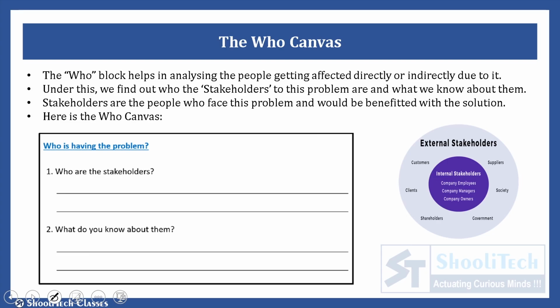The very first canvas is who canvas. The who block helps us in identifying the people getting affected directly or indirectly due to the problem. Under this, we find out who are the stakeholders of this problem and what we know about them. Stakeholders are the people who face this problem and would be benefited with the solution. This is the who canvas. In this, we note down the answers for two questions. The first question is who are the stakeholders, and the second question is what do we know about them.